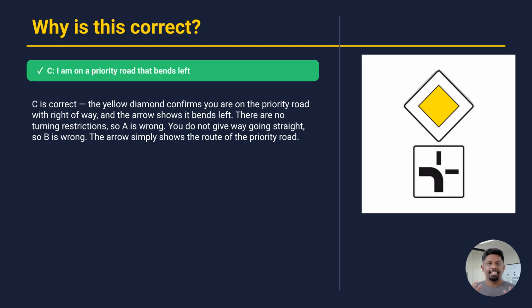C is correct. The yellow diamond confirms you are on the priority road with right of way, and the arrow shows it bends left. There are no turning restrictions. So A is wrong. You do not give way going straight, so B is wrong. The arrow simply shows the route of the priority road. All right, let's move on to the next question.